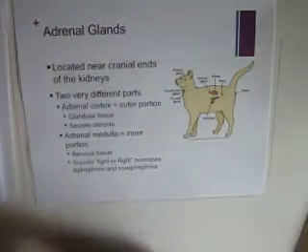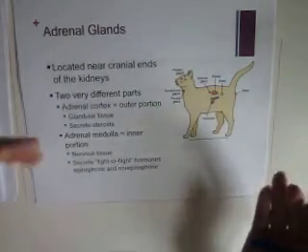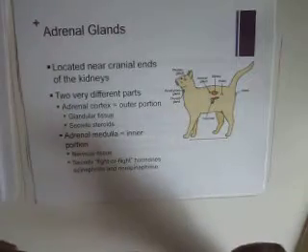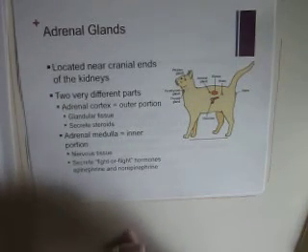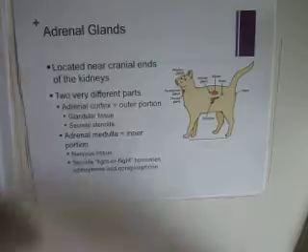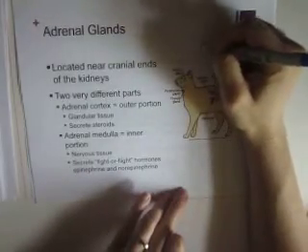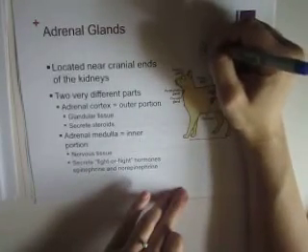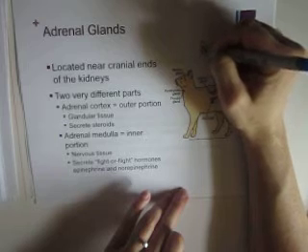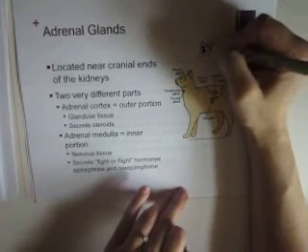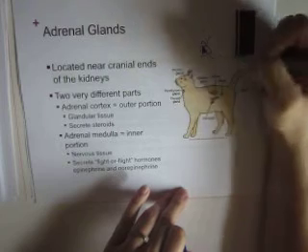The adrenal glands are located near the cranial ends of the kidney. There are 2 very different parts. We have the adrenal cortex, which is the outer portion, and then we have the adrenal medulla, which is the inner portion. And they look a little bit like a triangle shape. So we've got the cortex, and then we've got the medulla.